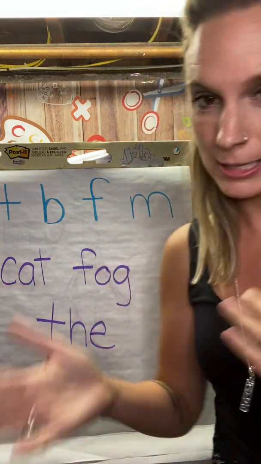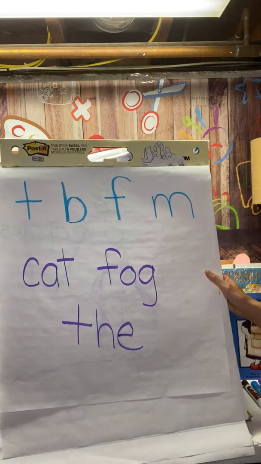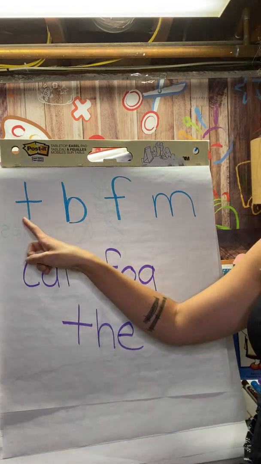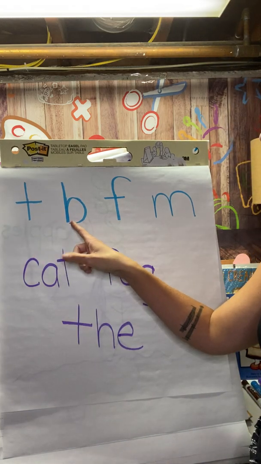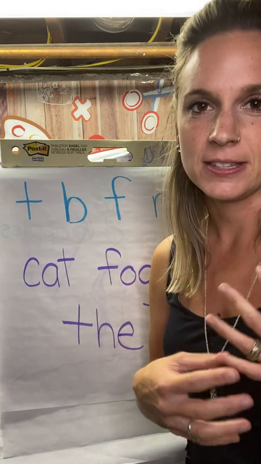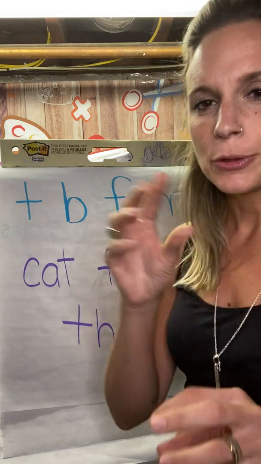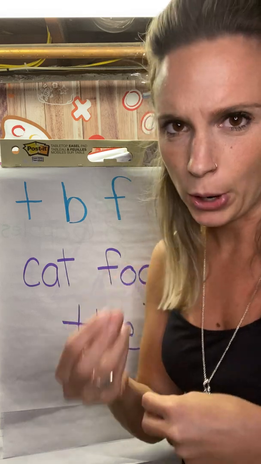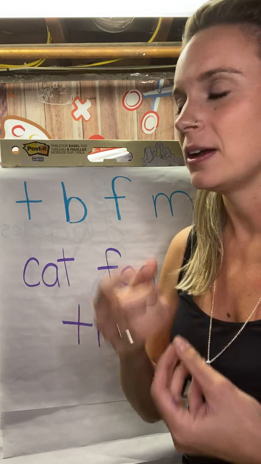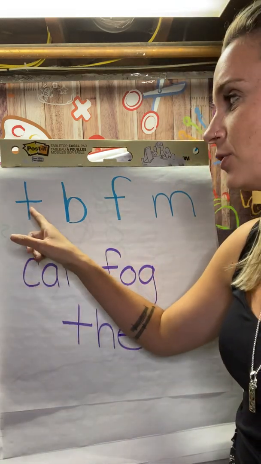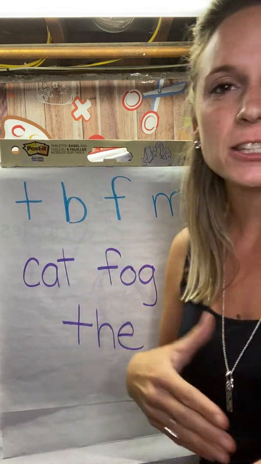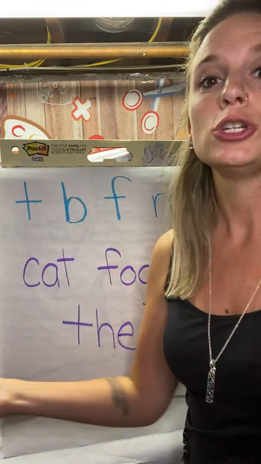So here we go. I'm going to step out of the camera for a second so you can see my chart. I've written up here some of the letters that we've already talked about this year: T, B, F, and M. The way I want you to think about this is that letters are little pieces. They each have a really important part, and that important part is their sound. So the letter sound for T would be T, then B, then F, and then M. That's the really important part that they bring to a word.